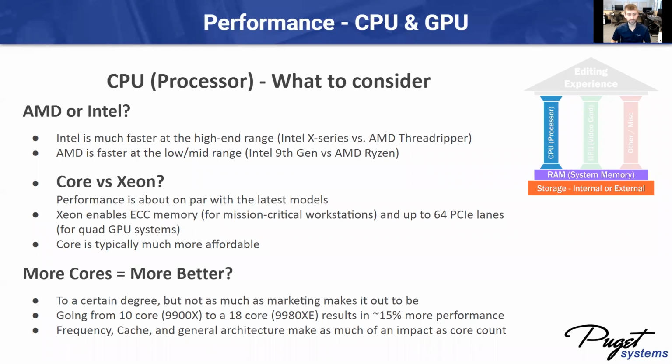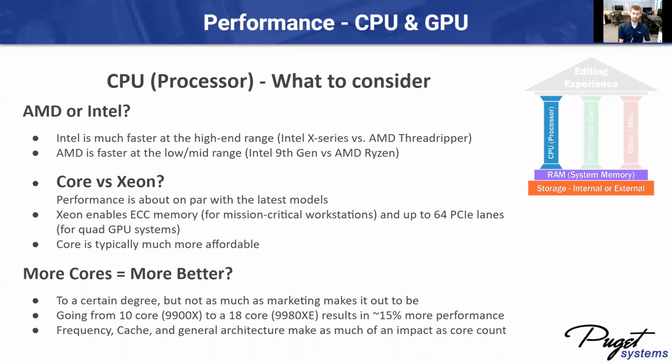The other thing we always talk about is, is more cores better? Marketing from Intel and AMD and just a lot of people on the internet really love core count. And yeah, to a certain degree, more cores is better, but it's nowhere near as much as marketing makes it out to be. Just as an example here, going from a 10 core to an 18 core, this is an X series CPU, it's about 15% more performance. So you're almost doubling your core count and you're getting 15% more performance. So keep that in mind. Yes, it can help, but it is not a linear relationship.